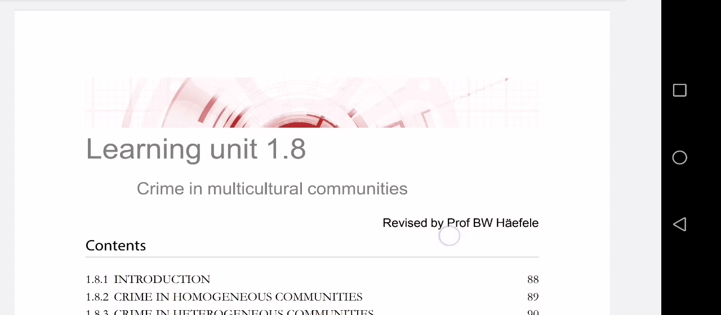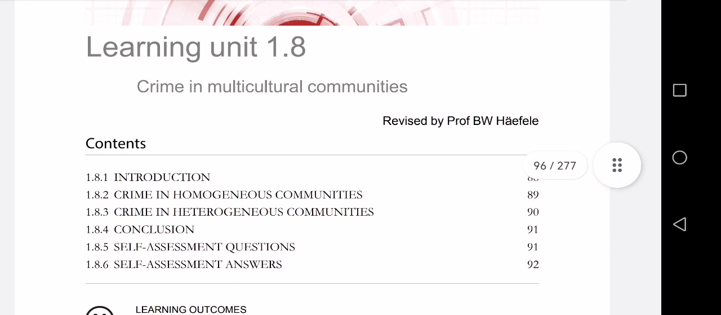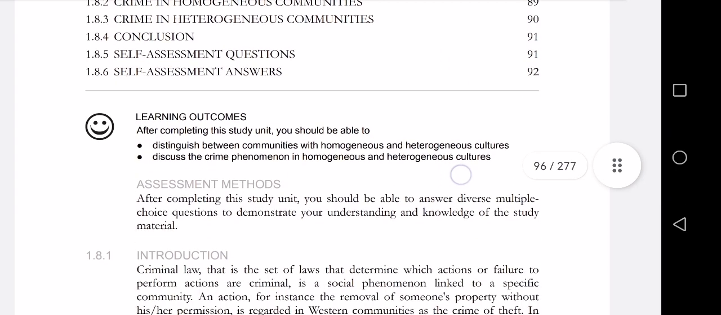As you can see, the contents there. It's a very short learning unit. It's introduction, crime in homogeneous communities, crime in heterogeneous communities, conclusion, self-assessment questions, and self-assessment answers.